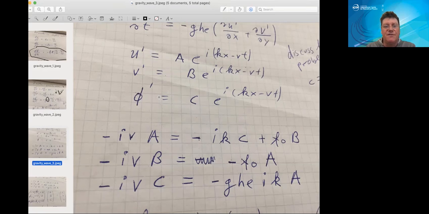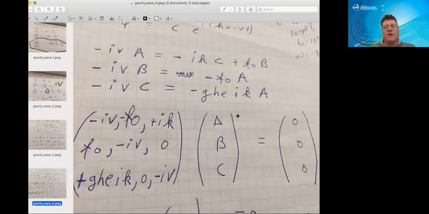As you know, in this case, we have assumed that the wave just propagates in x direction. So there's a wave number k in x direction minus a frequency nu times the time. This is the argument of the wave. So whenever we calculate a time derivative, we get a minus i nu. This comes from the time derivative on the left-hand side. And on the right-hand side of the equations, for derivatives in x direction, we get i k, and so on.